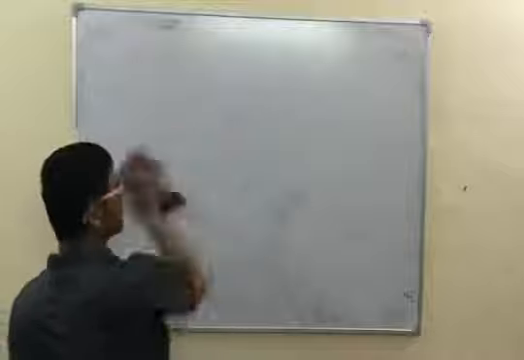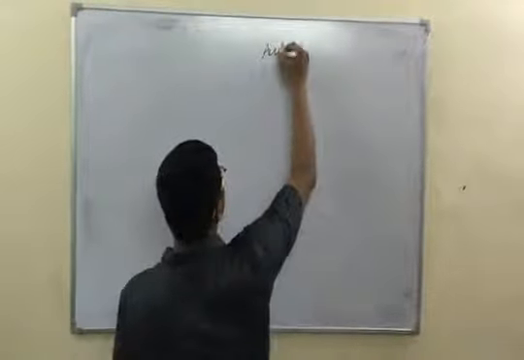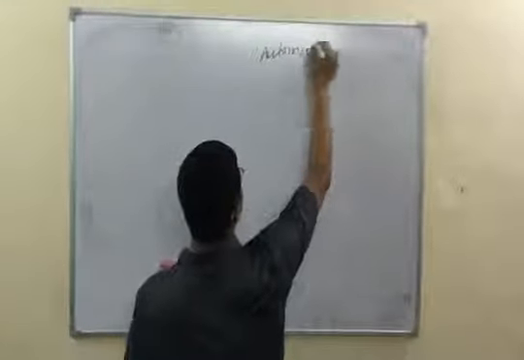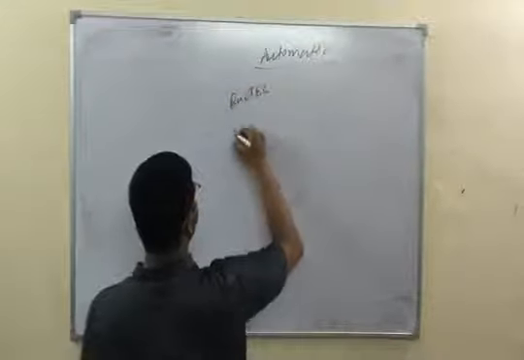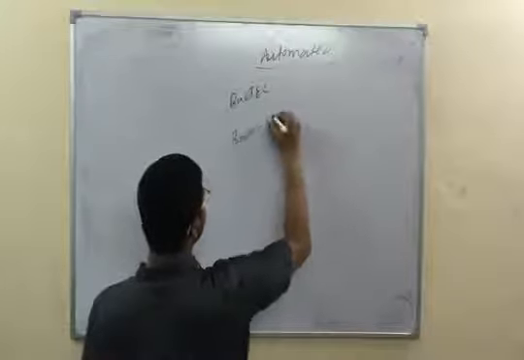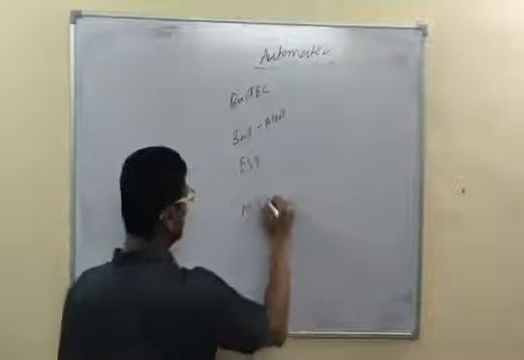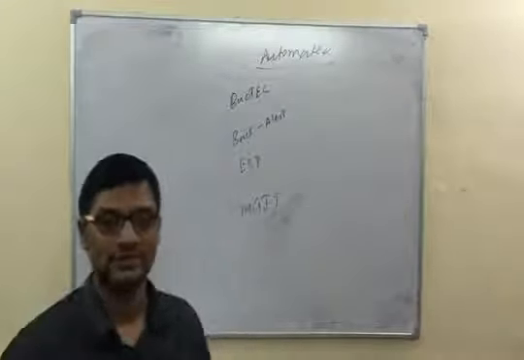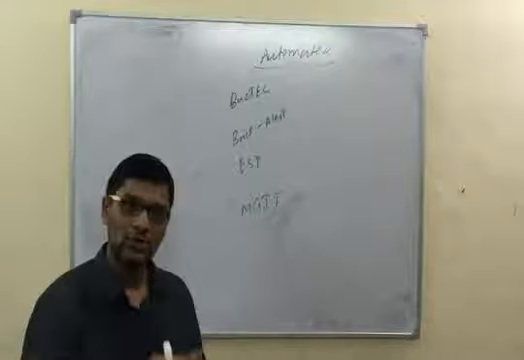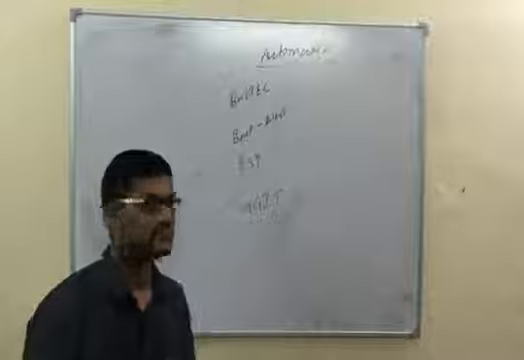Now I'll tell you about the automated culture system. Automated culture systems like BACTEC, Bacteria Alert, ESP system, MGIT, all these are various automated culture systems for bacterial culture. They will continuously monitor the bacterial growth in an automated fashion.